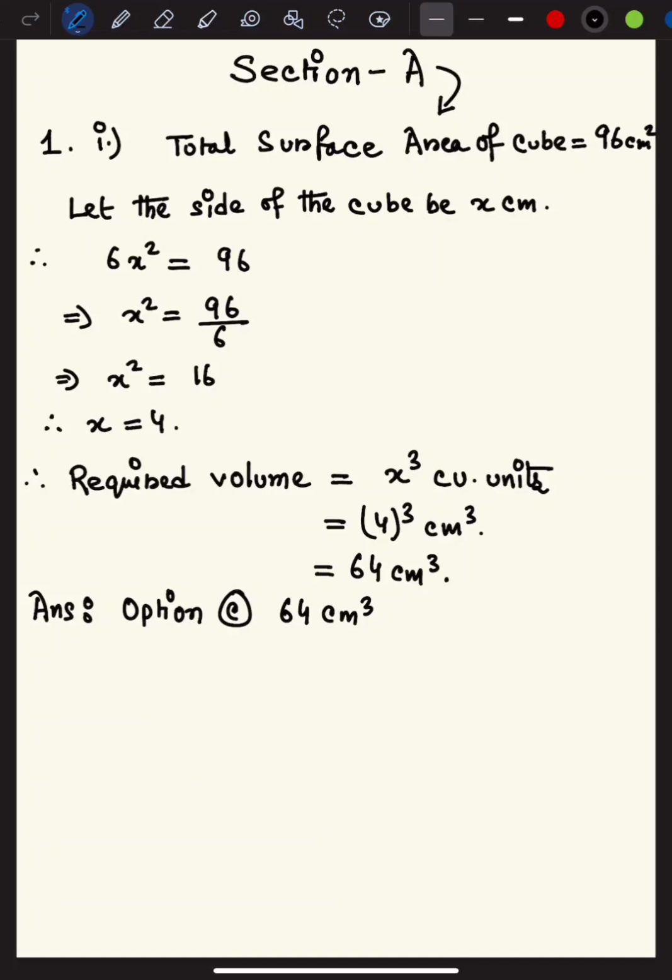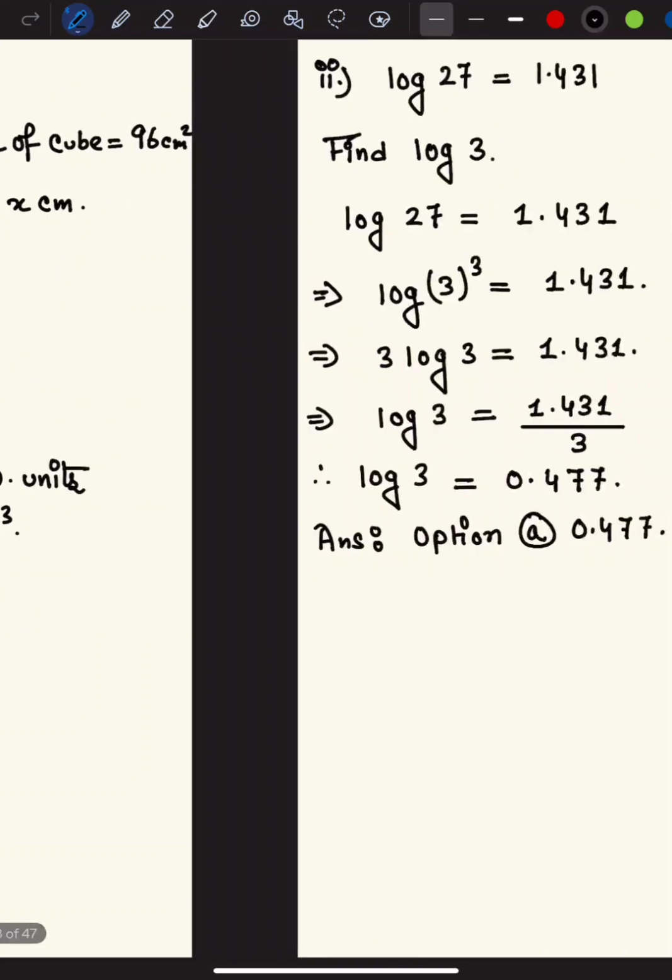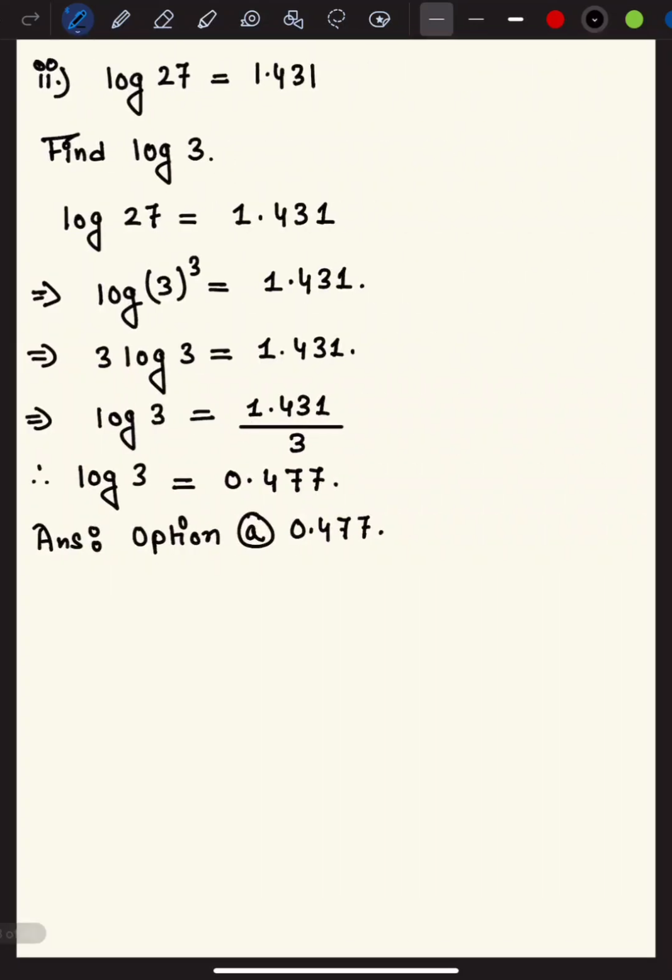Got it? Therefore the required volume is equal to what? x cube cubic units, which is equal to 4 cube centimeter cube, which is equal to 64 centimeter cube. And this is our option C, 64 centimeter cube, right? Okay, let's move on to the next one.